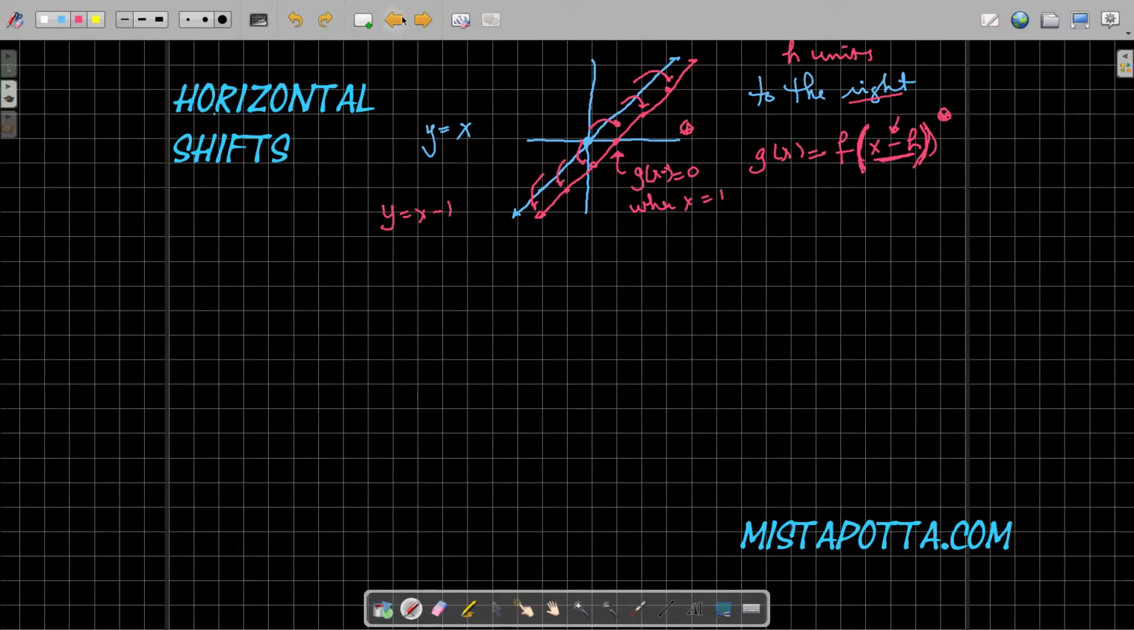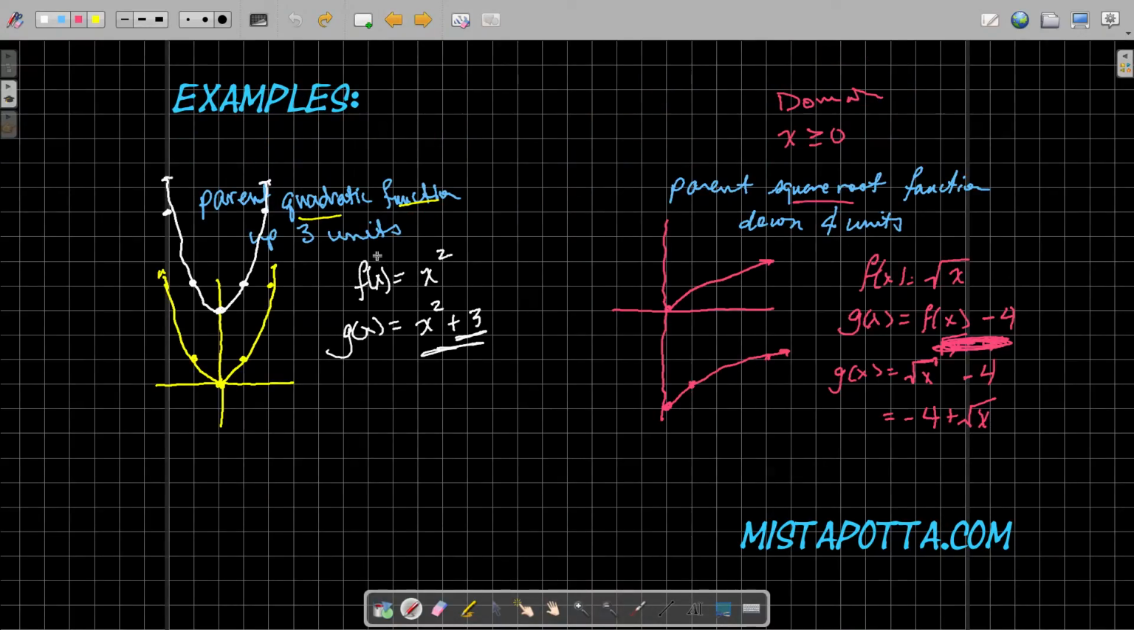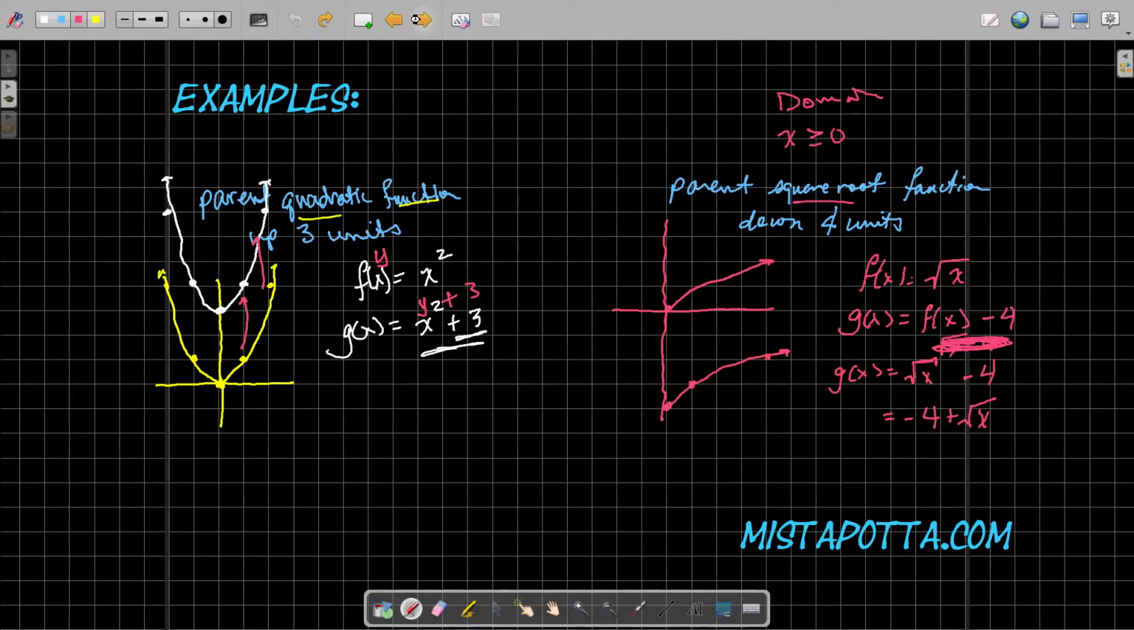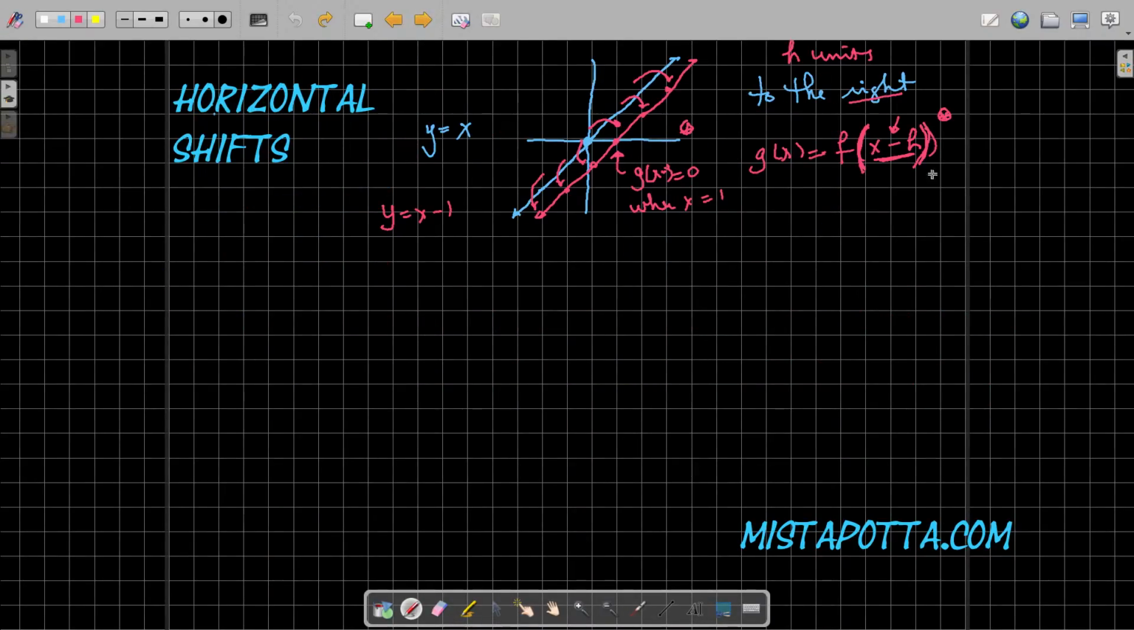Keep in mind, when we were talking about vertical shifts, we were really talking about taking the y value and adding 3 to it, because adding 3 to the y value moves stuff up 3 units. In this case, because I want to move horizontally, I want to deal with this independent variable. And it ends up being the opposite of what I'm expecting.